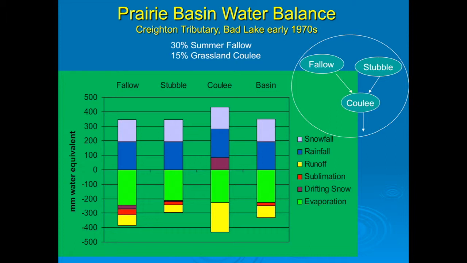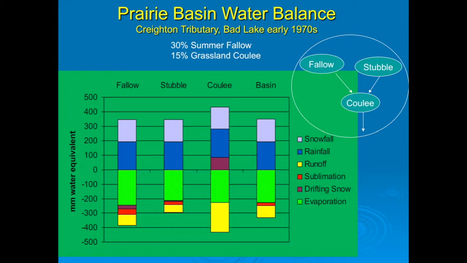At that time, it was about 30% summer fallow, and the grassland coulee occupies 15% of the watershed. And so they're all getting the same snowfall and the same rainfall amounts, the fallow, the stubble, and the coulee parts. But there's a lot of snow blowing off the fallow. Some blows to the stubble, then it gets passed onto the coulee. So we get these snowdrifts in the coulee, which really make that the important part of the watershed for runoff generation, not so much the fallow and stubble fields. The runoff generation from those is fairly small, the runoff from the coulee being quite large.